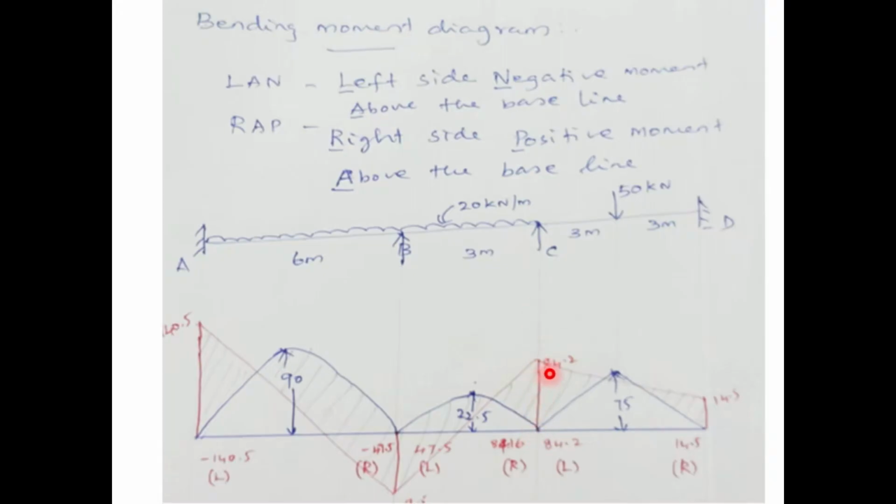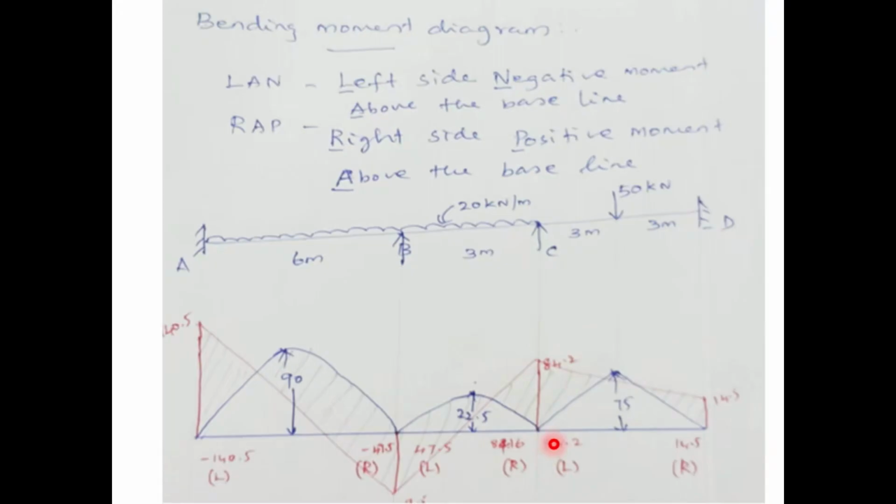That value is 84.16. Okay, now connect these two. Now consider CD member. CD member, C is your left hand, D is your right hand. Okay, what is the moment at C point? MCD. What is the moment at D point? MDC. Okay, what is MCD? MCD value is minus 84.2 kilonewton meter.